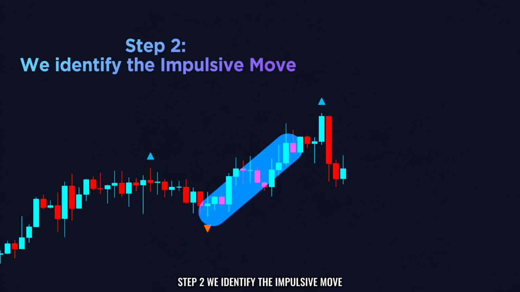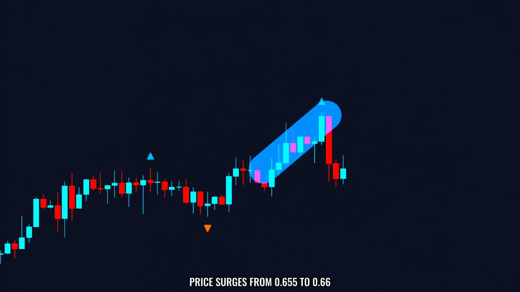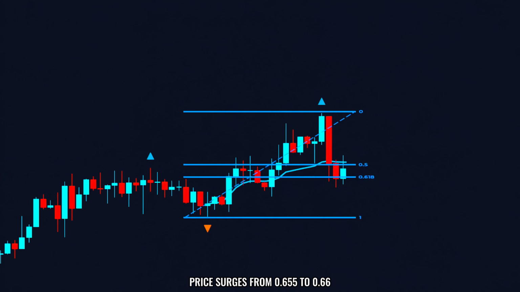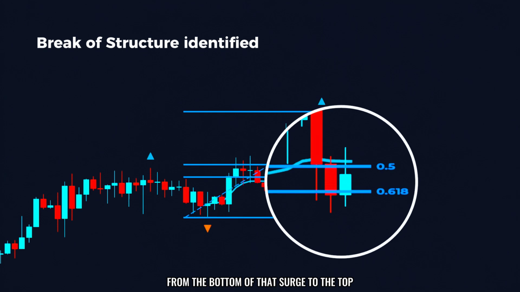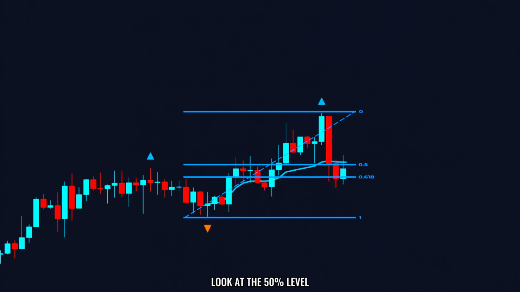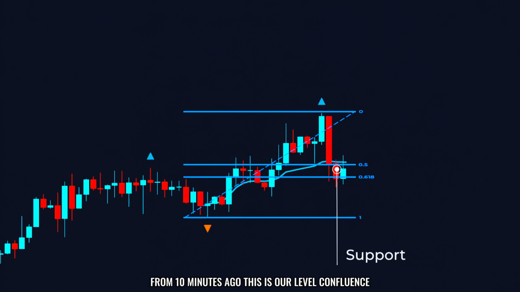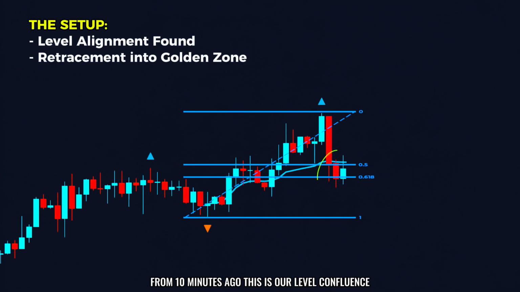Step 2. We identify the impulsive move. Price surges from 0.655 to 0.66. We draw our Fibonacci from the bottom of that surge to the top. Look at the 50% level. It aligns perfectly with the broken resistance level from 10 minutes ago. This is our level confluence.